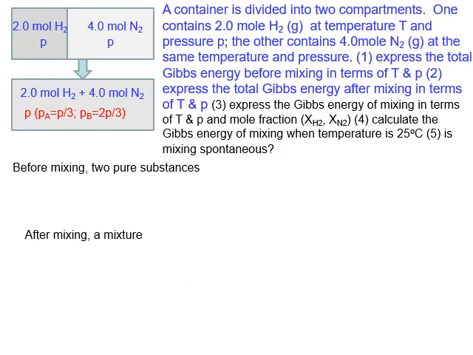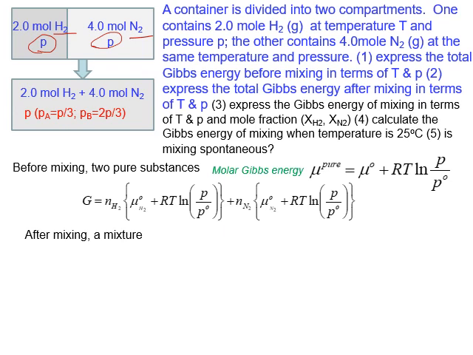A container is divided into two compartments. One contains 2 moles of hydrogen, the other 4 moles of nitrogen, at temperature T and pressure P. Question 1: express the total Gibbs energy before mixing. Before mixing, they are both pure substances. Similar to the total volume, total Gibbs energy is number of moles times molar Gibbs energy. Here, molar Gibbs energy is the chemical potential.